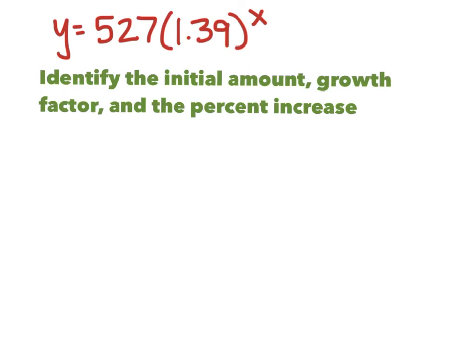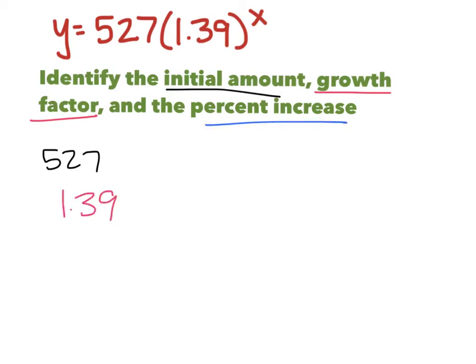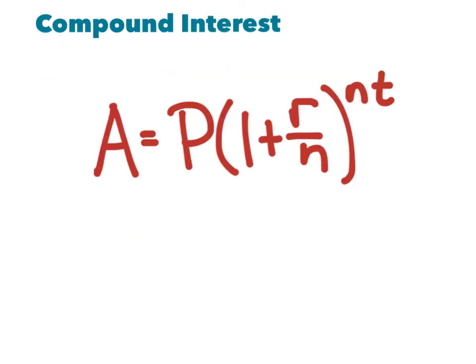So real quickly, to go through all this again, I want to identify the initial amount. What's the initial amount? A. In this example right here, that'd be 527. Okay, what's the growth factor? The growth factor is 1.39. And the percent increase is what was added to 1? We added 0.39, so that's 39%.